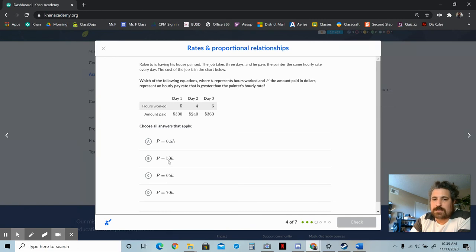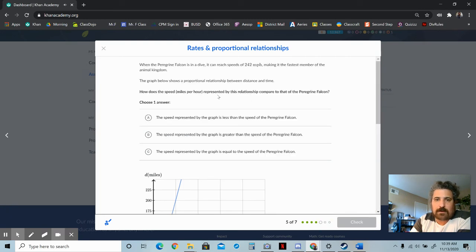So this is 50, this is 6.5. Those are obviously less than, right? Because your multiplier here is $6.5 per hour. The multiplier here is $50 per hour. Those are smaller. So the ones that are greater are 65 and 70, because those rates are going to be paid higher than this guy's getting paid.